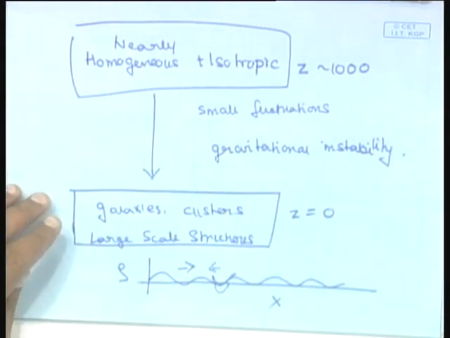So, in the subsequent lectures, this is what we are going to discuss. Is it possible to produce the observed structures that you see by this means? So, if I had some initially small fluctuations, are these very small tiny fluctuations going to grow and give rise to the present day structures that you see? Is it possible? That is the question that we are going to address.